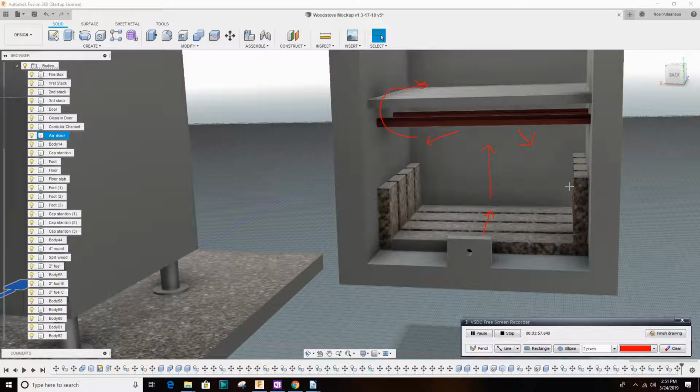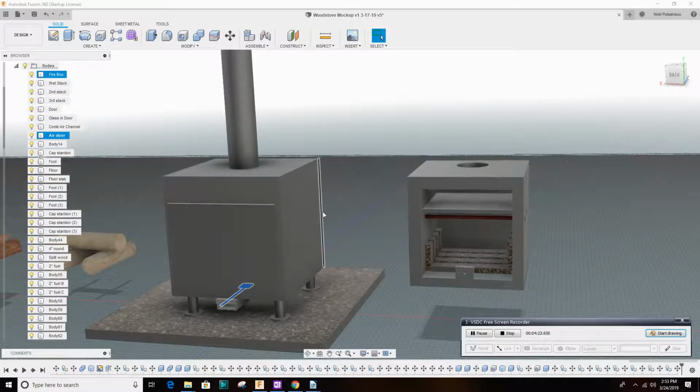I'm going to clear the drawing and finish drawing. Alright, so we've gone through components, the stack, secondary burner tubes. A catalytic converter would be above where the burner tubes are placed here, somewhere in this area or low on the stack.